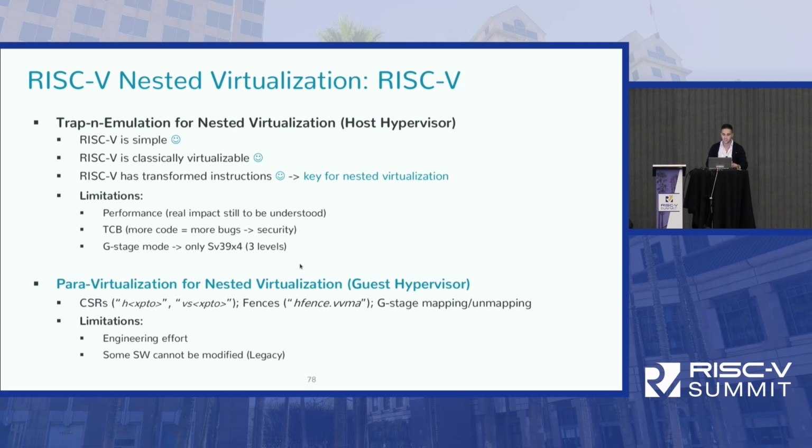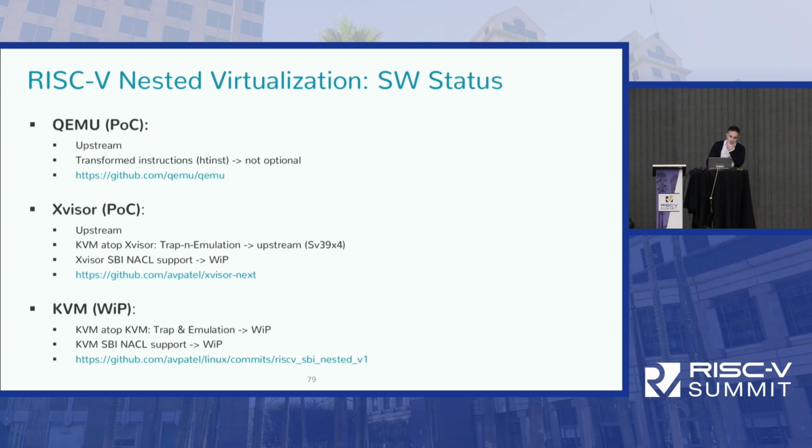basically this nested virtualization support, they are going to create the SBI nested acceleration extension. But this basically consists in modifying the guest hypervisor to issue specific calls, and needs to be instrumented. Well, in terms of software status, you have already upstreamed the support on IOMMU, the support on XVisor, in terms of trap and emulation, and ongoing work in terms of this SBI NACL extension, and there is work in progress on KVM as well.